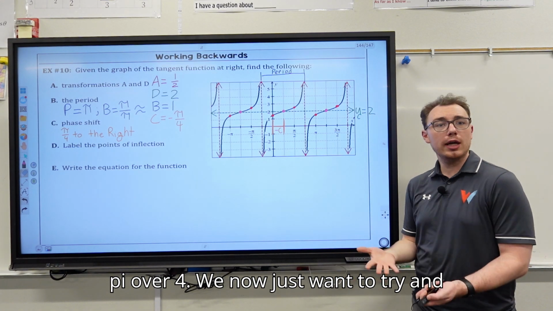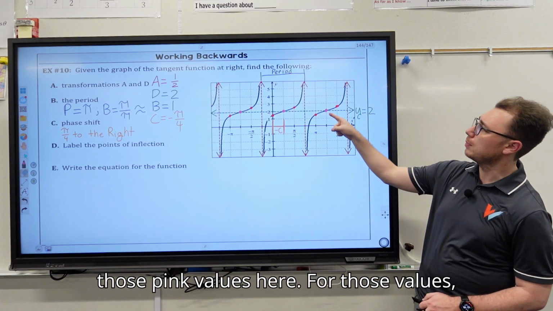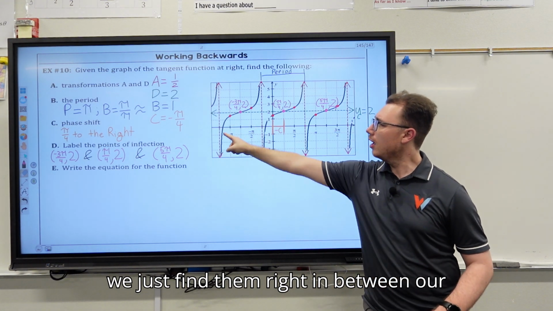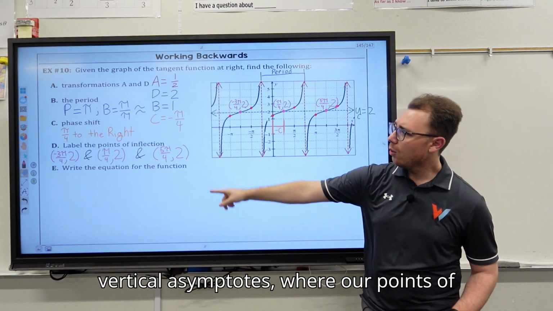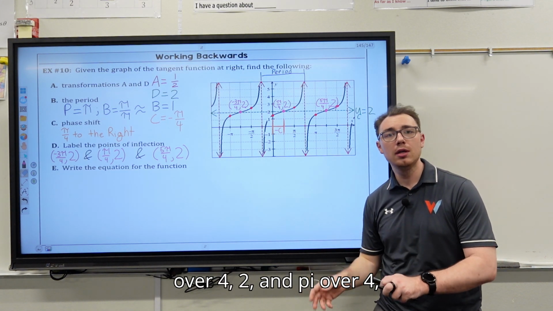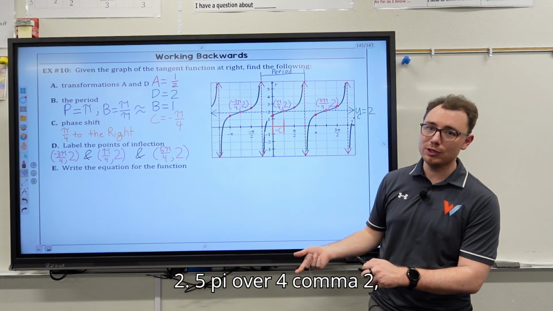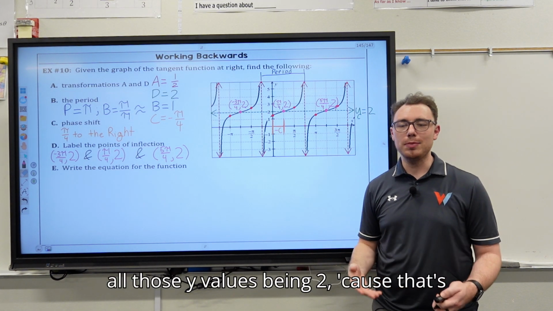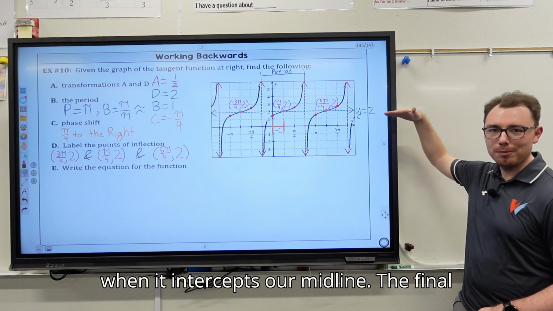We now just want to try and label these points of inflections using those pink values here. For those values, we just find them right in between our vertical asymptotes, where our points of inflections occur at negative 3 pi over 4, comma 2, and pi over 4, comma 2, 5 pi over 4, comma 2. All those y values being 2, because that's when it intercepts our midline.